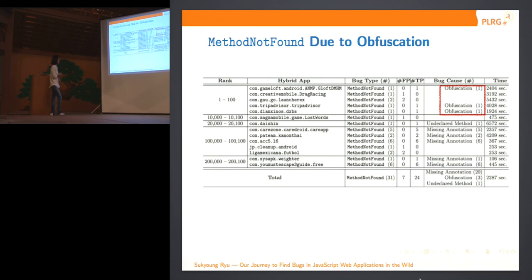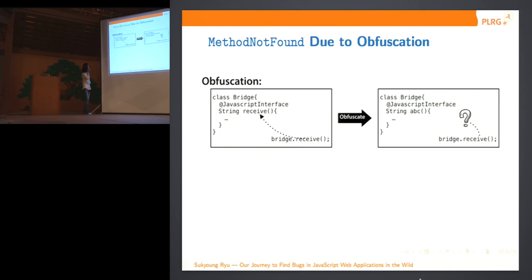That's cool, obfuscation. So in this Java code, they have this receive method, and JavaScript calls the method. And because web apps are often obfuscated to secure their code, they rename the names. So after obfuscation, this receive method in Java may be renamed as ABC or P or R. And the JavaScript code does not change because the names were in strings before. So we found many real errors that can make the application go wrong.